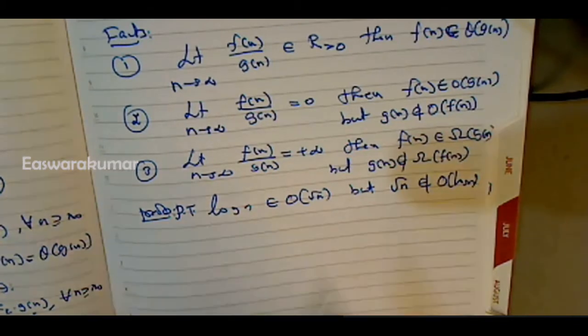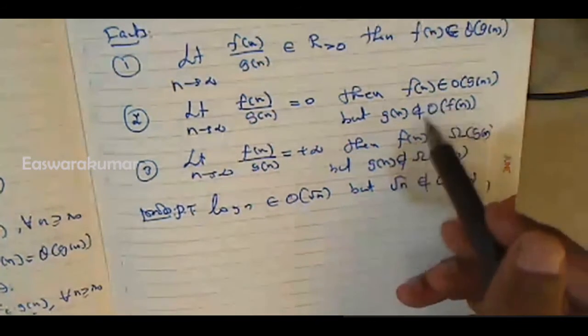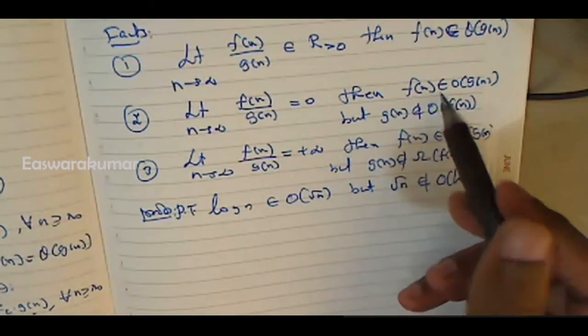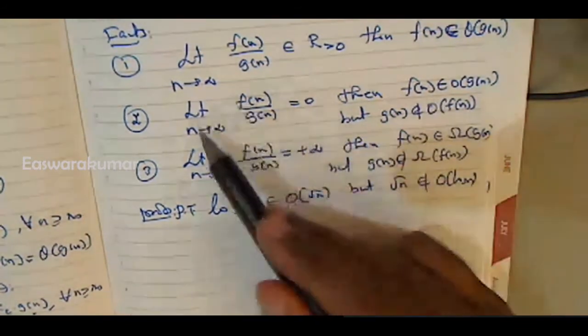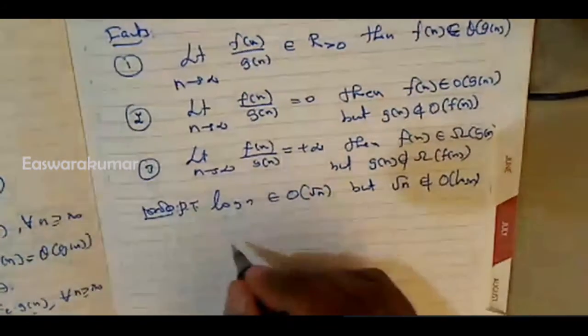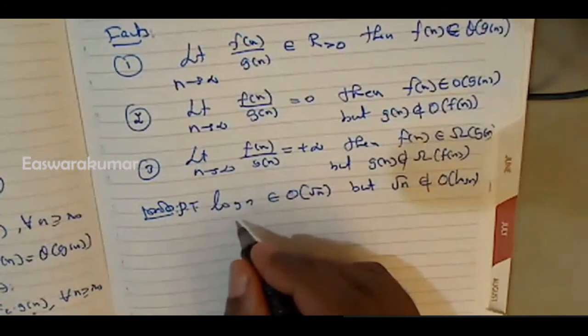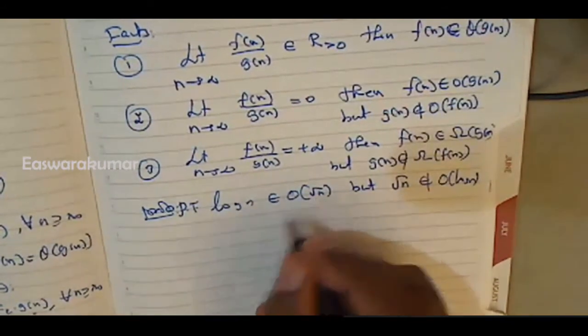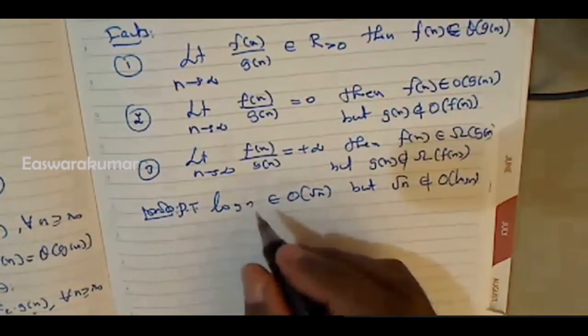So obviously you know something related to this, right? Something belongs to the other one, something does not belong. So you have to check whether this limit value is equal to 0 or not. That's all. So what can you do? In this case, this is our f of n, this is our g of n. f of n is log n, g of n is root n.